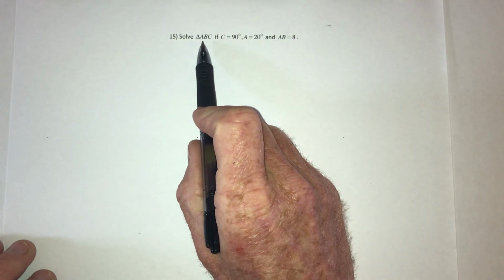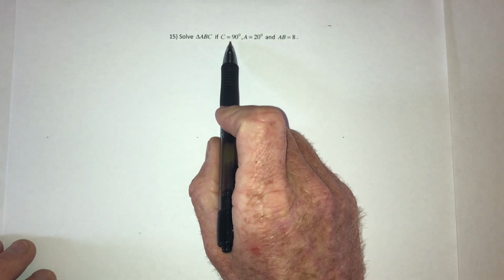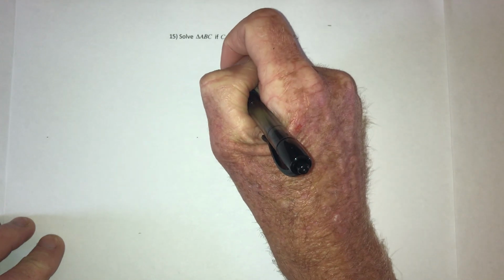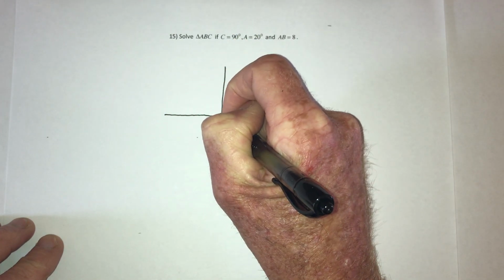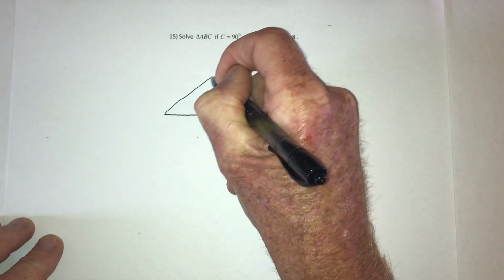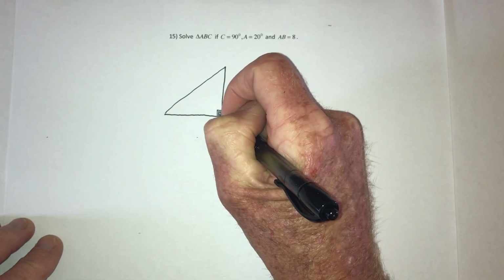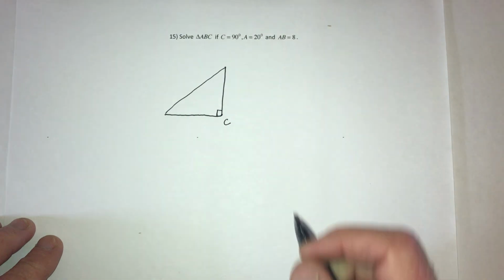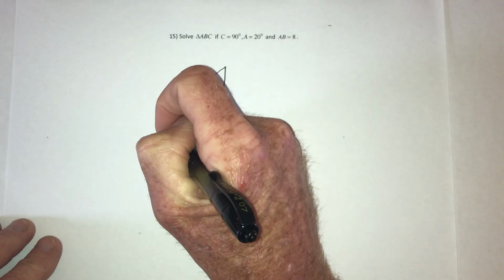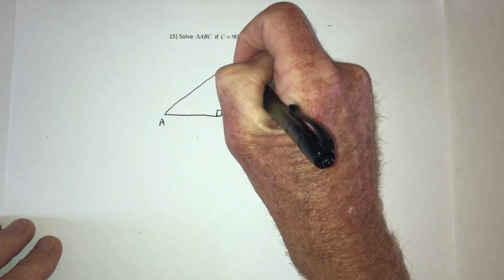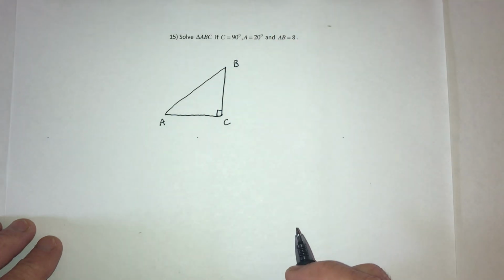So we've got this triangle ABC and C is 90 degrees. So I'll just draw it like this. Here's my triangle. This is the 90 degrees, so that's C. Now it doesn't say which one is A and which one is B, so the order doesn't really matter at this point. Just call one of them A and one of them B.